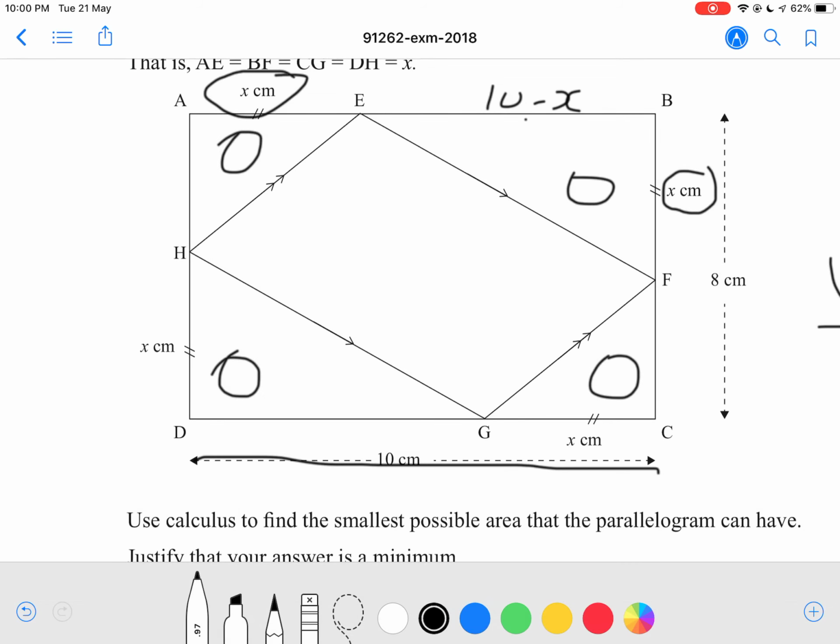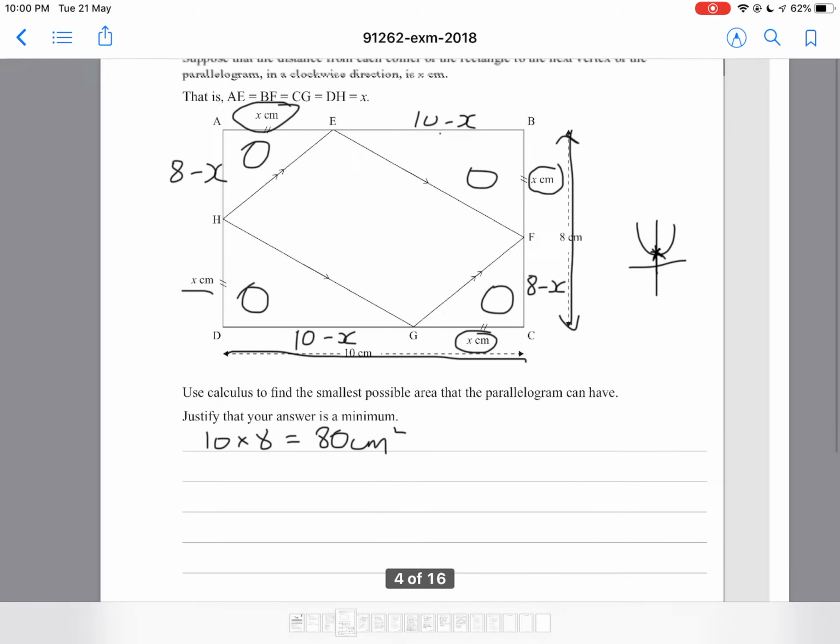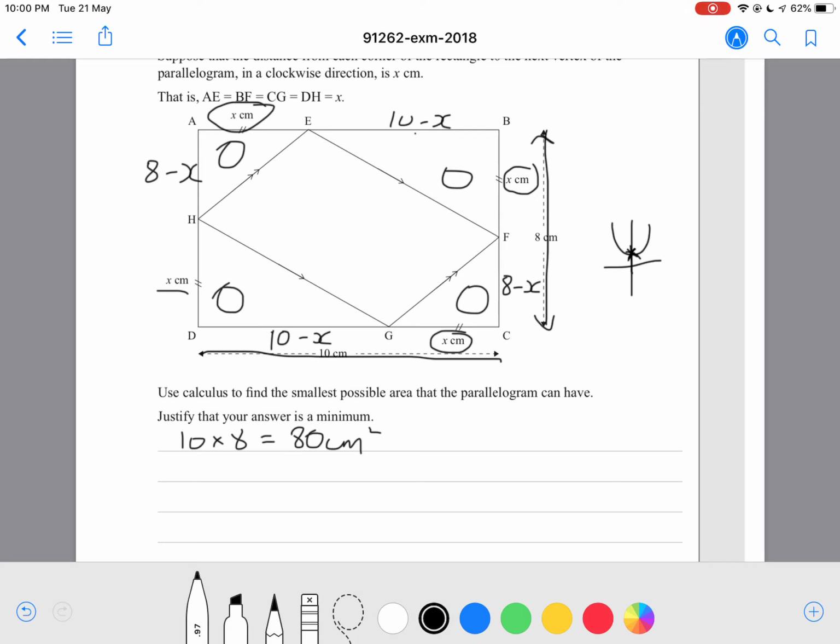And it's the same for this side, so this x centimeters here, and we can say this is 10 minus x. And for the above triangles, there's an x centimeter side, and then there's 8 centimeters here, and there's x centimeters here, so therefore this is 8 minus x, and it's the same for here, so 8 minus x. So basically, we have the area of the parallelogram equals 80 minus, because 80 is the area of the entire rectangle, so we say 80 minus 10 minus x multiplied by x.